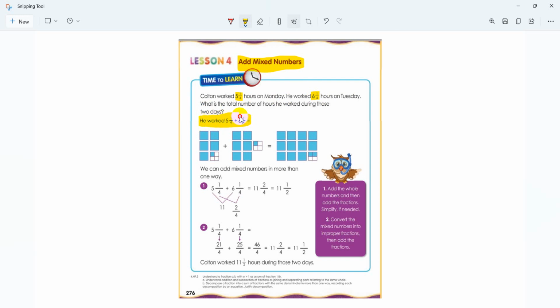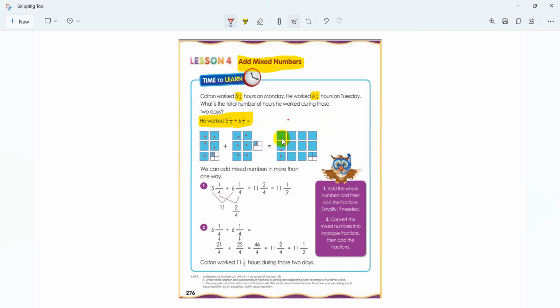Okay, if we want to add 5¼ plus 6¼, we have these models to explain what we need. Here we have 5 fully shaded shapes, which represents 5, and this 1 part out of 4 represents 1 out of 4. Plus 6 fully shaded shapes represents 6, and 1 part out of 4 represents a quarter. So we have 5¼ and 6¼. If we add all of the fully shaded parts, you can find 11 here.